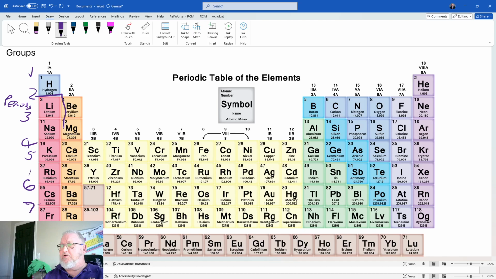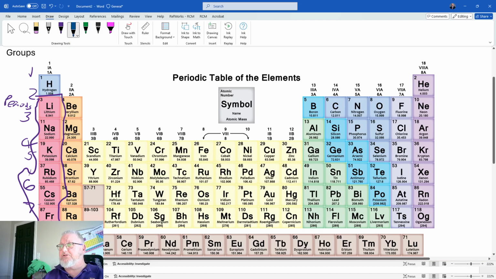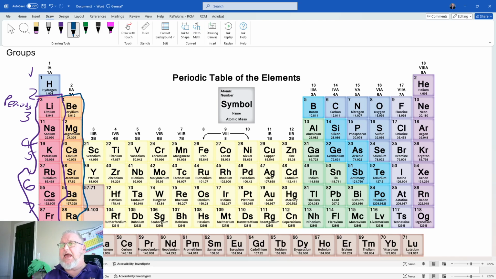All right, I've got a group right here. Group one. Whoops. Ooh, all over the place. These are the alkali metals. I've got another group here. I'll just do a different color. Right, group two. What do we know these as? The alkaline earth metals. All right.